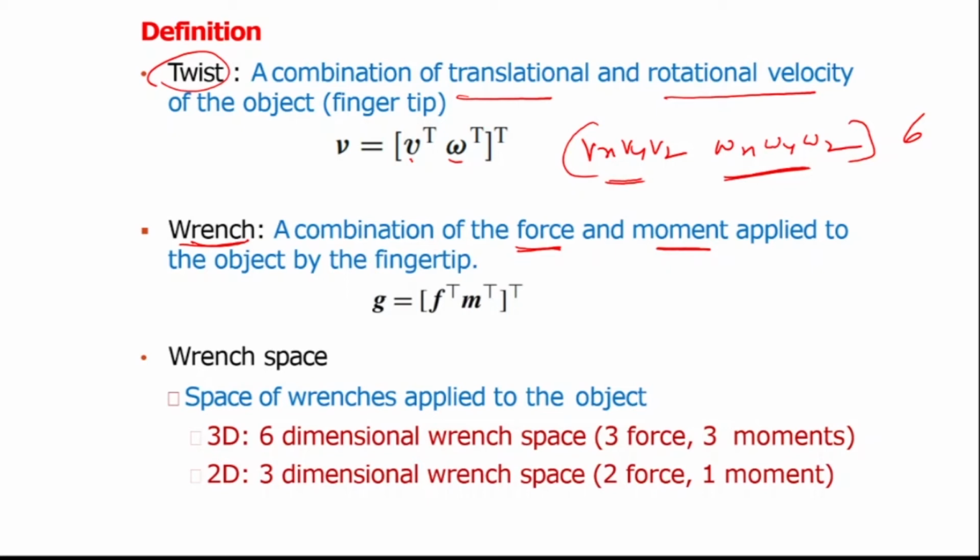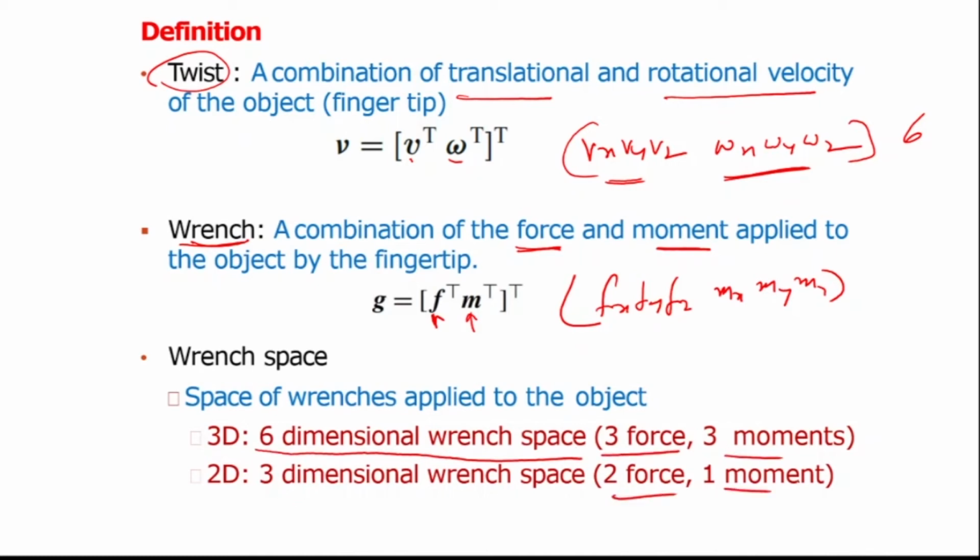Okay. Now what is the wrench space? So there are forces and there are moments. There are 3 forces: Fx, Fy, Fz and Mx, My and Mz. The wrench space is the space of wrenches applied to the object. In 3D, there is a 6-dimensional wrench space, 3 forces, 3 moments. In 2D, there are 2 forces and 1 moment.